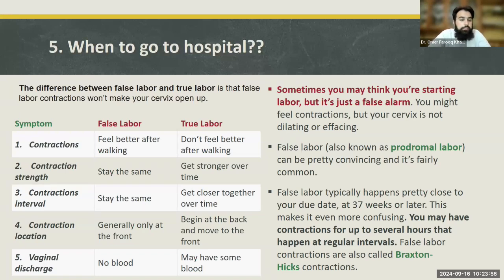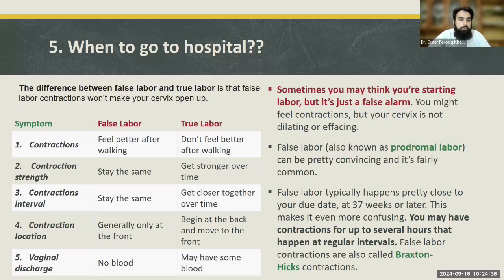Contraction strength stays the same over the course of the whole day in false labor, but it gets stronger over time in true labor. Contraction intervals stay the same in false labor, and they get closer together over time in true labor. For example, if a patient has contractions every 30 minutes, then she will start to get contractions every 20 minutes, 15 minutes, 10 minutes and so on in true labor. But that will not be the case in false labor. She will keep having contractions every 45 minutes or 1 hour, and it will stay the same.